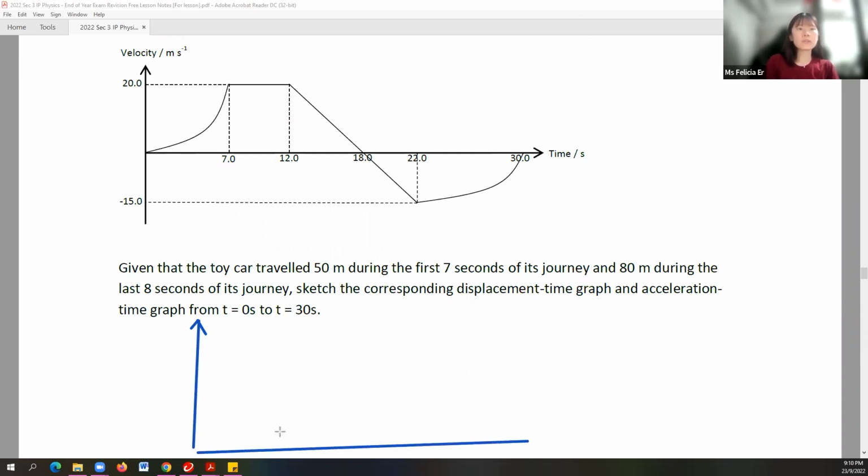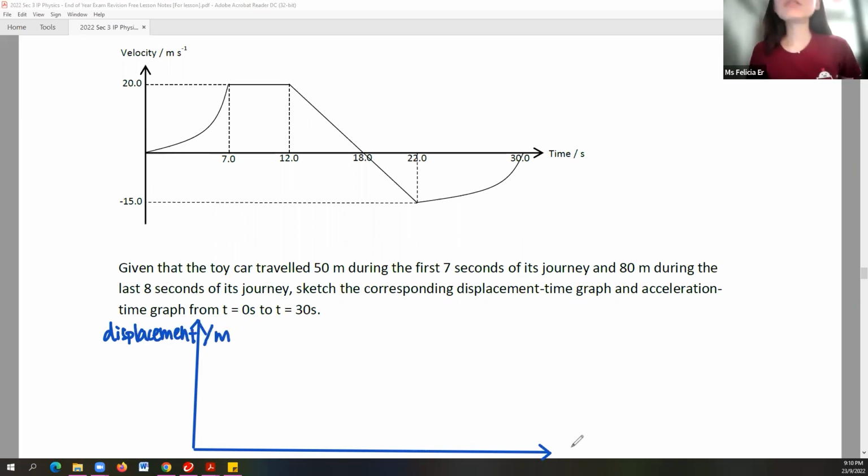By the way, for this graph, you can tell the part above the x-axis is very huge. That means the moving forward displacement is more than the reversing displacement. That's why overall he is still in front of the start point, which means the displacement will be positive. So I can safely draw a displacement time graph with only positive values. Displacement in meters, then time in seconds.